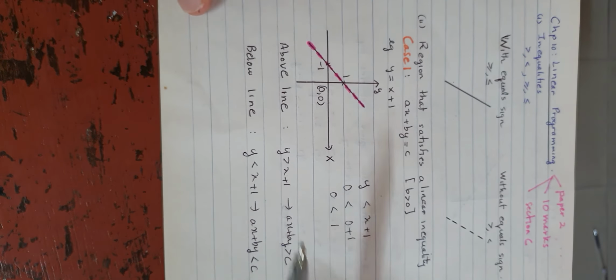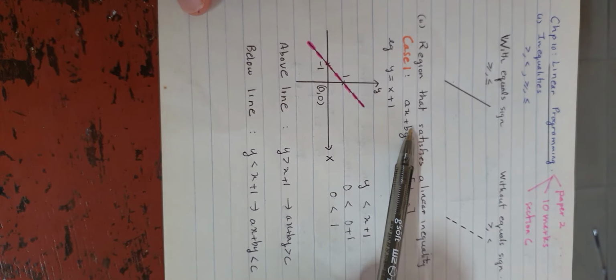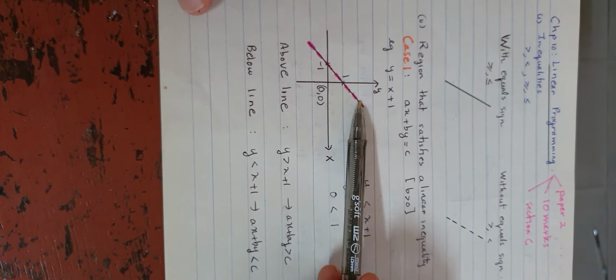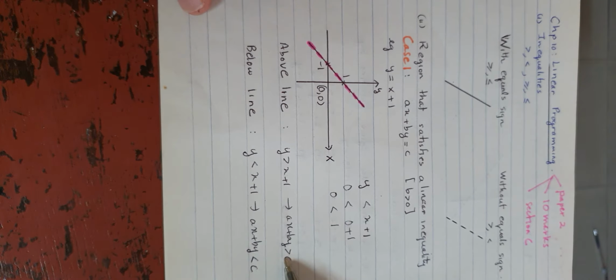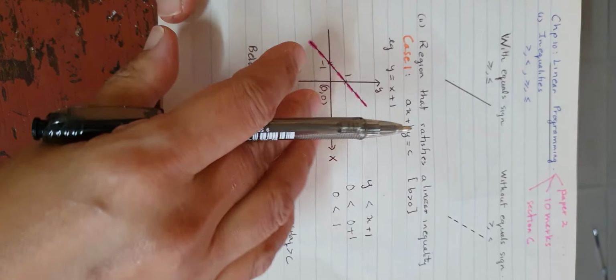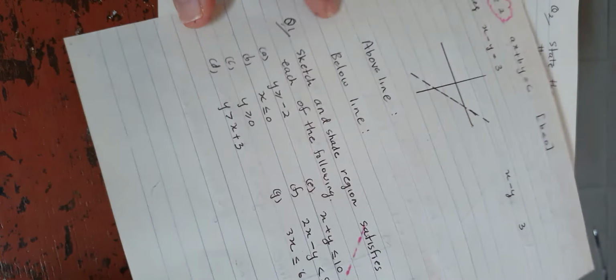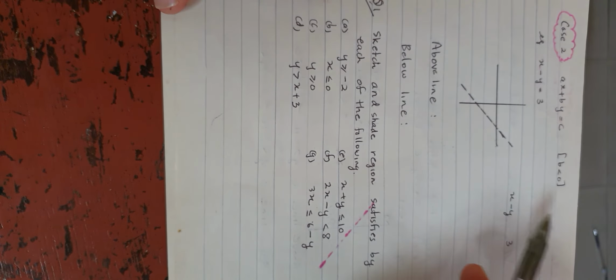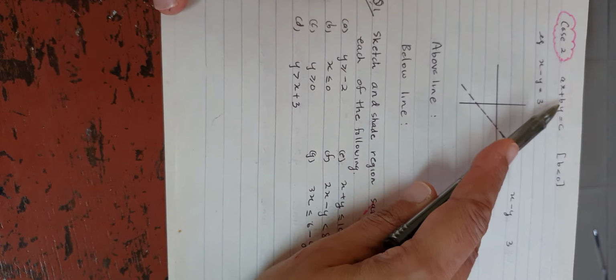So we can draw a conclusion here. If your b is greater than 0, then above the line is always greater than, and below the line is always less than. That's the first part, that's case 1. Let's look at case 2. This is my case 2. If you look at case 2, you notice my b is less than 0.